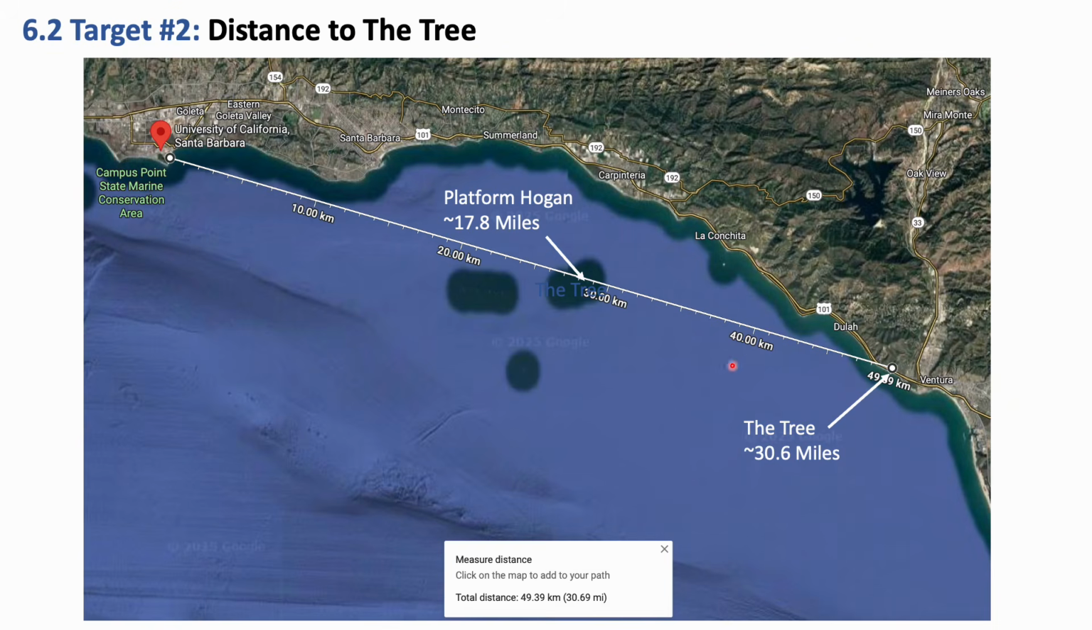The distance to the tree is 30.6 miles. Here's UCSB. Here's the tree on the ridge. And then Platform Hogan's at 17.8 miles. Platform Hogan's, I guess, the most northerly rig out of the lower three.